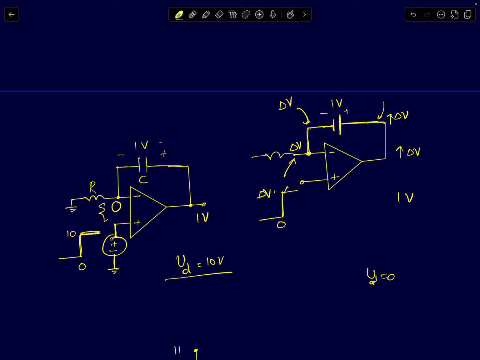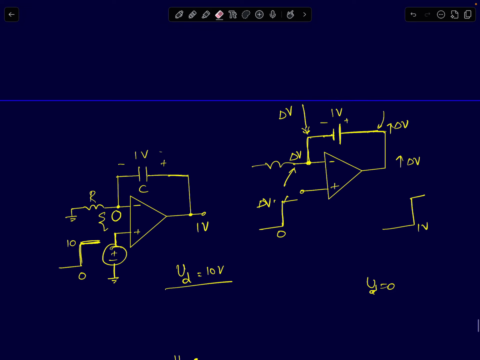But the moment the output tries to increase, because the capacitor voltage cannot change instantaneously, this node voltage, the inverting node voltage, will also track the output voltage. So let's assume the output voltage changes by delta V. Then it will go from 1 volt to 1 volt plus delta V. The inverting node voltage will increase by delta V volts.